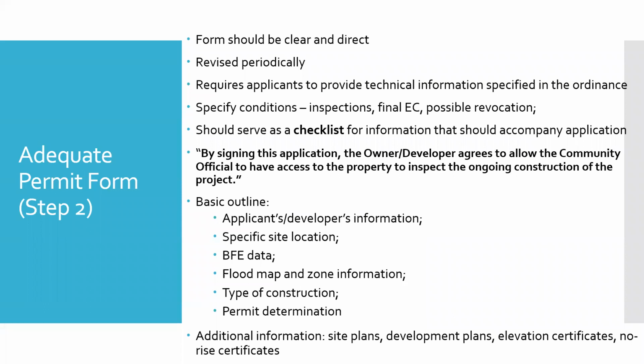And then the additional information are the attachments that would go with that, which are the site plans, development plans, elevation certificates. You might require under construction certificates and a finished elevation certificate, depending on your community. No-rise certificates, floodproofing certificates, anything else that you would need, depending on what kind of development it is and what zone it's in.